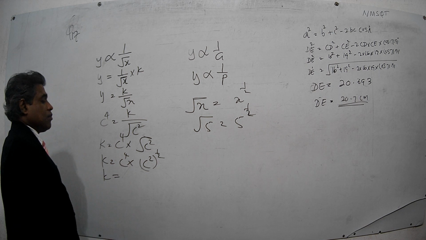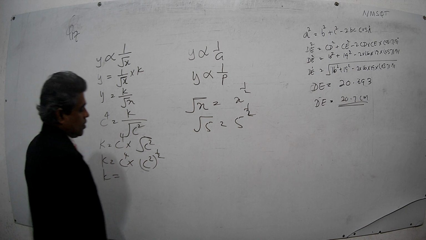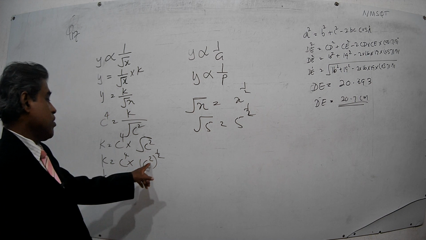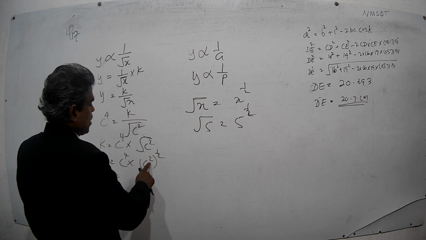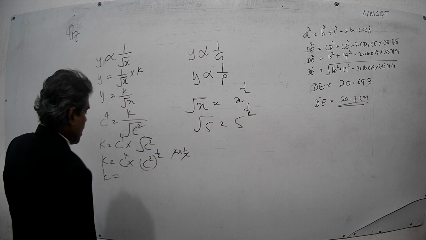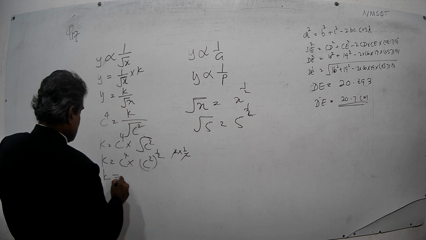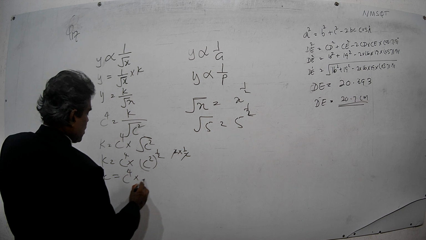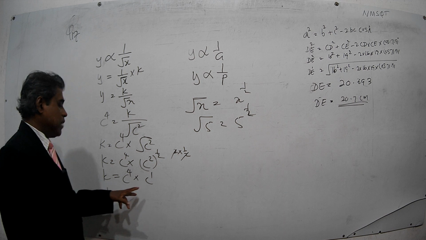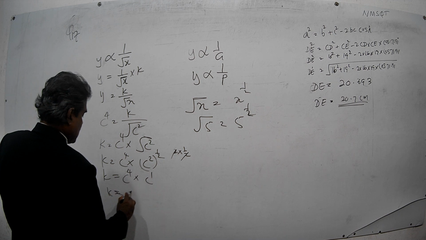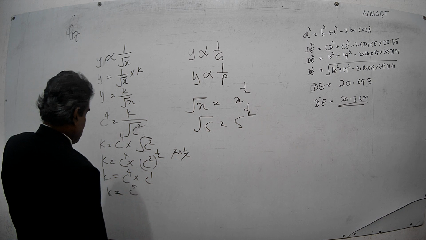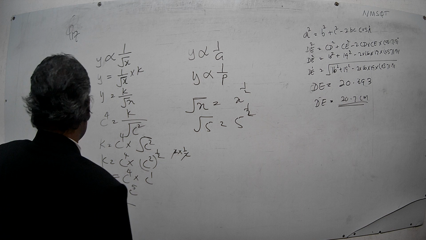According to the rules of simplifying indices, this is a power of a power, so this power can be multiplied by this power. Then 2 multiplied by half is 1. After simplifying, it is c to the power 1. Then k equals c to the power 4 times c to the power 1. When you multiply indices of the same base, the powers are added: 4 plus 1 is 5, so c to the power 5 will be the k value. Right, the k value is also found.